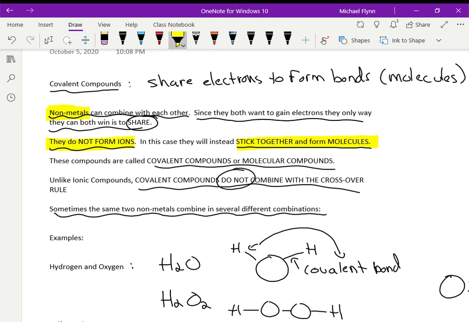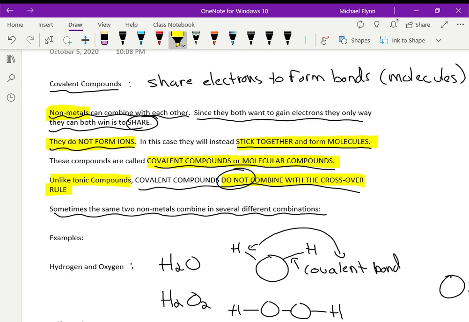Only nonmetals, okay? We call them molecular compounds because they form molecules. A water molecule is a classic example. We call them covalent compounds or molecular compounds because they form molecules. Unlike ionic compounds, they do not combine with the crossover rule. So what we just learned about doing the crossover rule, you don't need that for this.